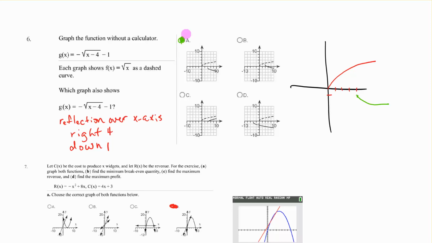All right. So basic one looks like this. Inside it says it's going to go right 4, down 1, but we have a negative here. So this thing is going to flip. Imagine that it's just flipping over upside down, and so it's here. This is where the vertex starts and goes this way. So you can tell that it is right there.